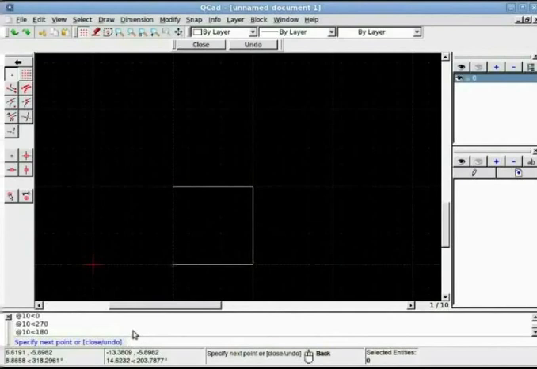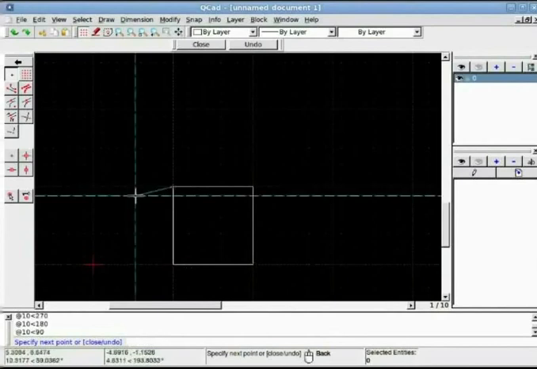Now lastly, I can always put C to close and else enter the point as at 10, angle 90 because it is going in upward direction. This completes our drawing in polar coordinate system.